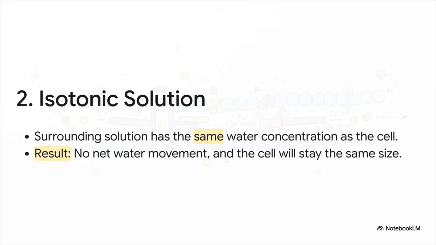Next, we have an isotonic solution. Iso means the same. This one is quite straightforward. Here, the concentration of water outside the cell is exactly the same as the concentration inside. Now, this doesn't mean water stops moving. It moves in and out at the same rate. So there is no net movement of water. And because of that, the cell stays the same size.